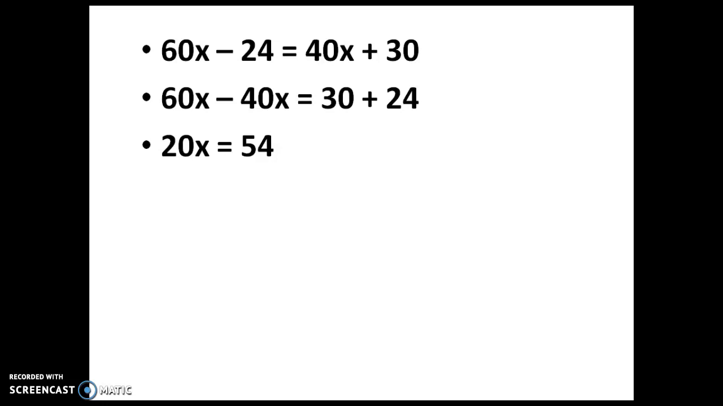Then x is equal to 54 by 20. Both are divisible by 2, so we can still reduce more. It is reduced to x is equal to 27 by 10. This is the required answer. Solving means we have to find the value of x, so by this we found out the value of x.